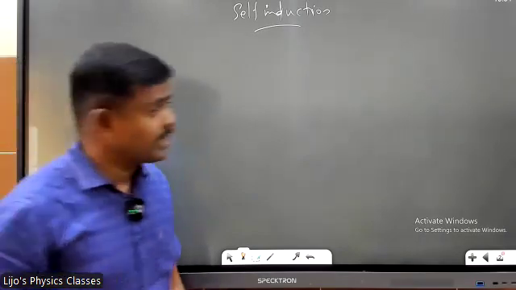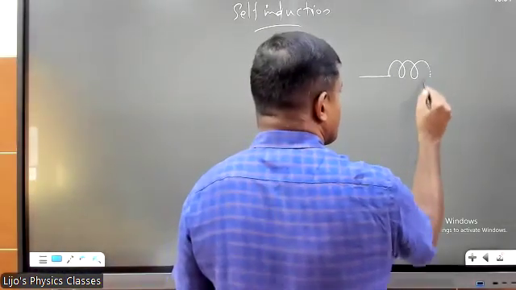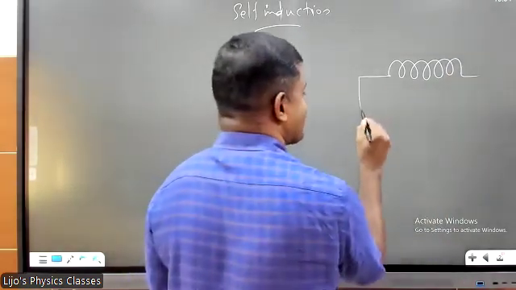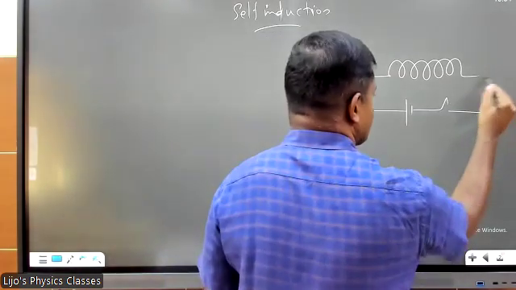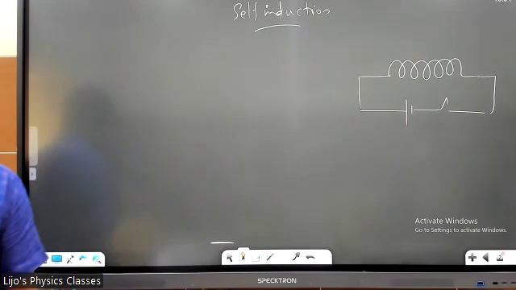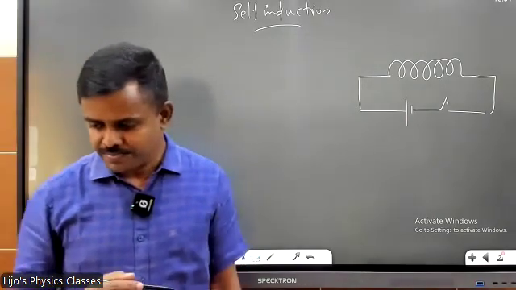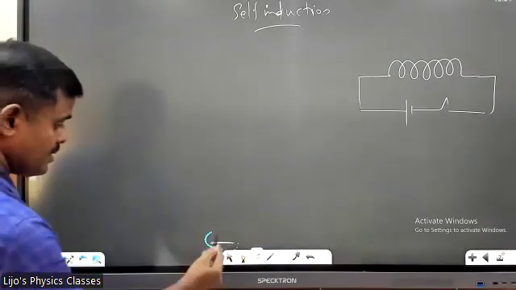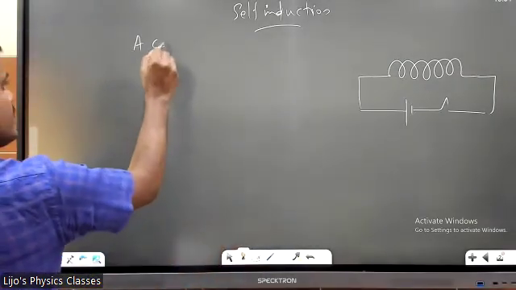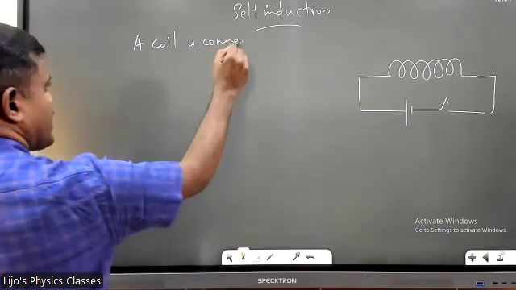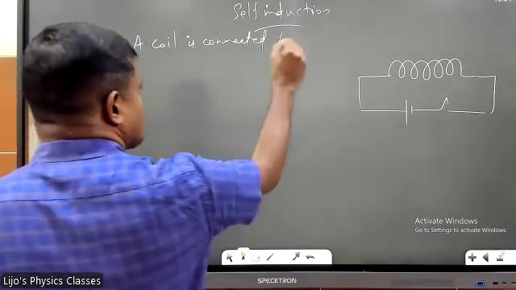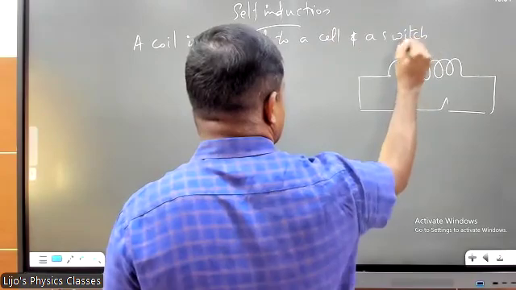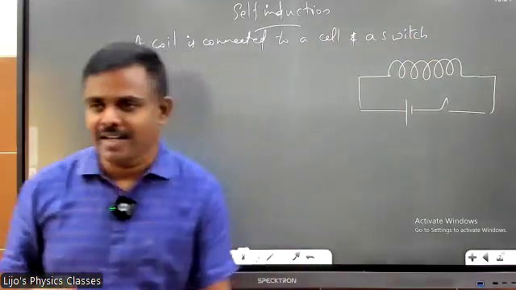All right. So self-induction. Draw the figure. What is this called again? Solenoid. Okay. Connect a cell now. This is a switch. A cell and a switch. Then what are you going to do? You're going to switch it on. You can write: a coil is connected to a cell and a switch.